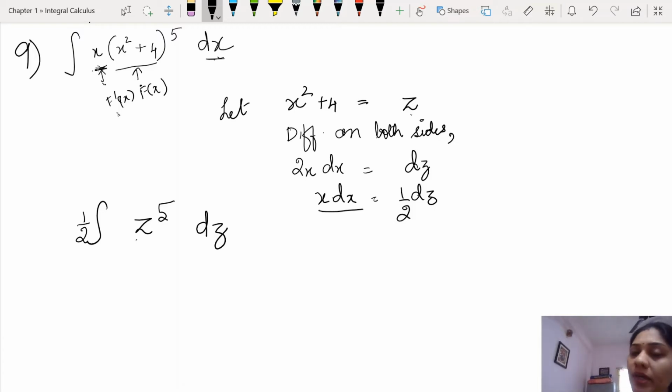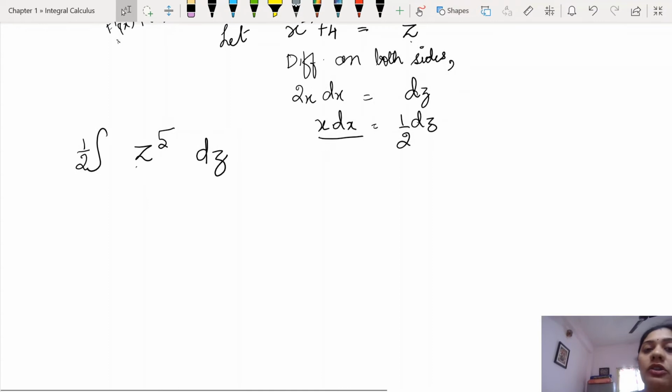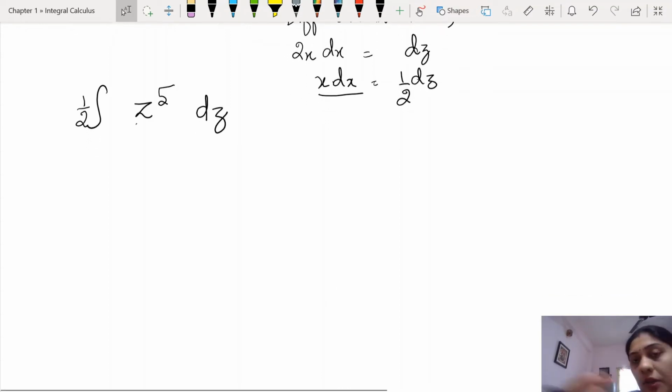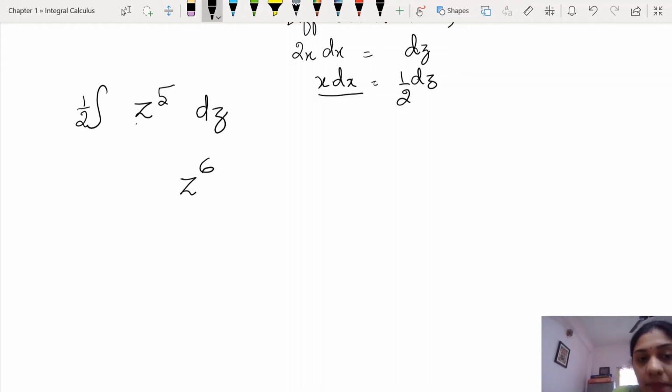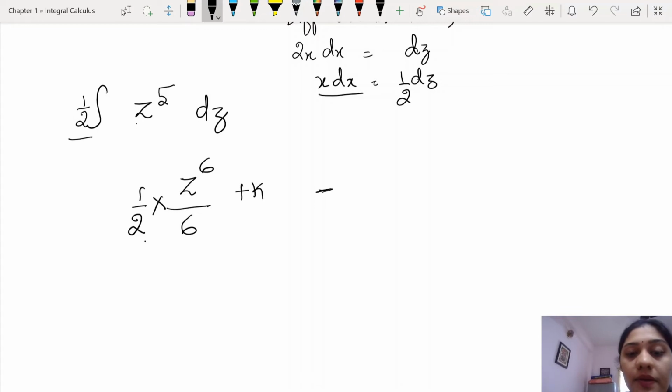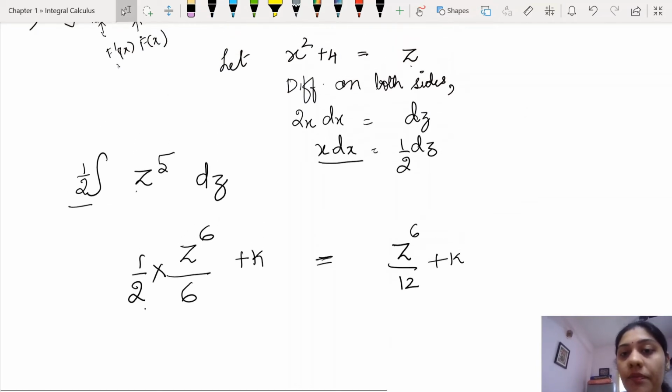Is it possible to integrate now? Yes. It is similar to the basics we have learned in yesterday's class, or the previous lecture. So what did we learn there? The integration of z power 5 is z power 6 divided by 6 plus k. Please don't forget we already had a half in the question. I'm just rewriting that. This is z power 6 divided by 12 plus k. And what was your z originally? This was the value of z. Let us substitute that.